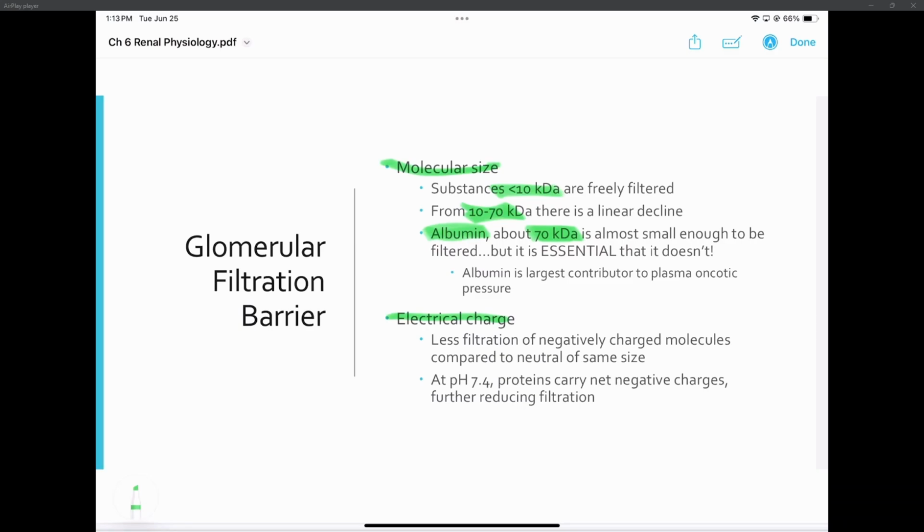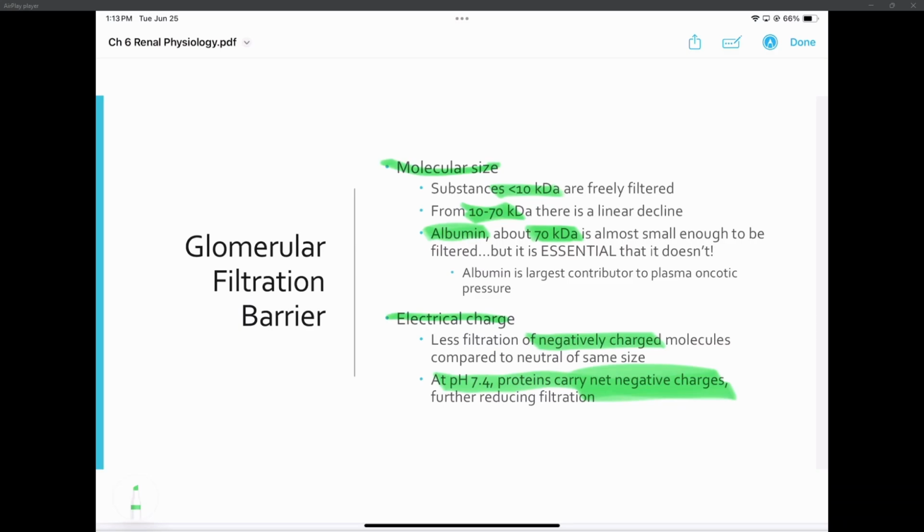But we don't want proteins in there. So there's a second way to keep proteins out, and that's due to electrical charge. At a normal pH, proteins carry a negative charge. Normally, Bowman's capsule is a negatively charged area. Because proteins are negative, will a negative substance go into a negative area? No, so you're repelling that protein. So it doesn't get into the urine.